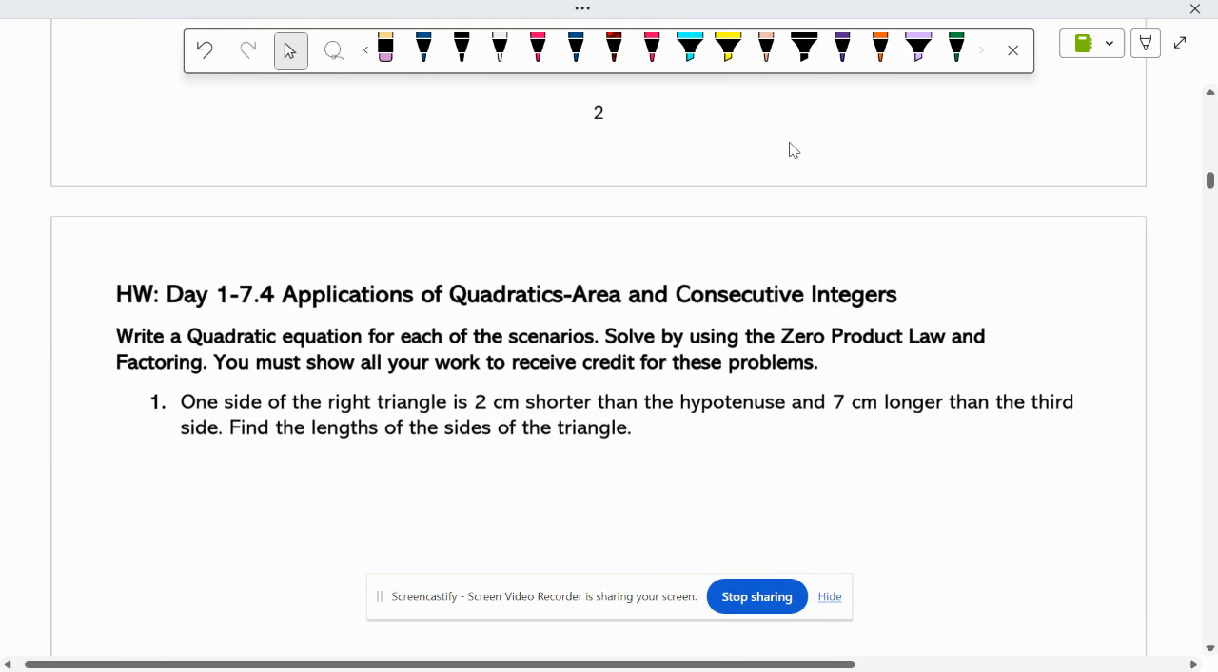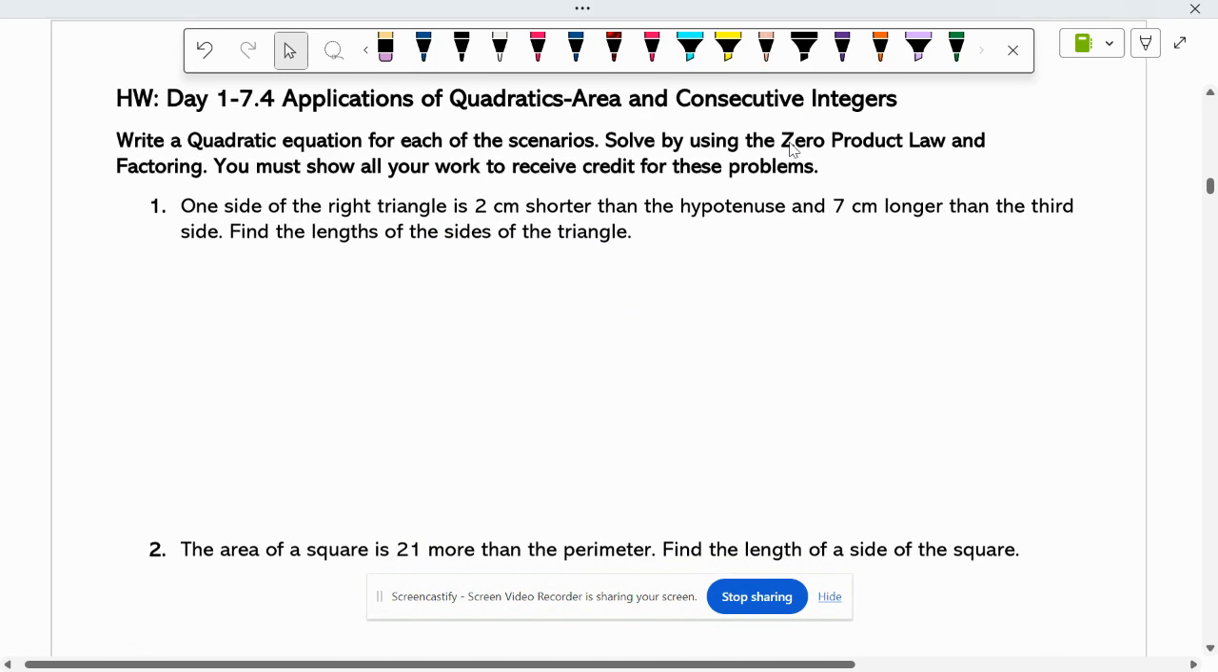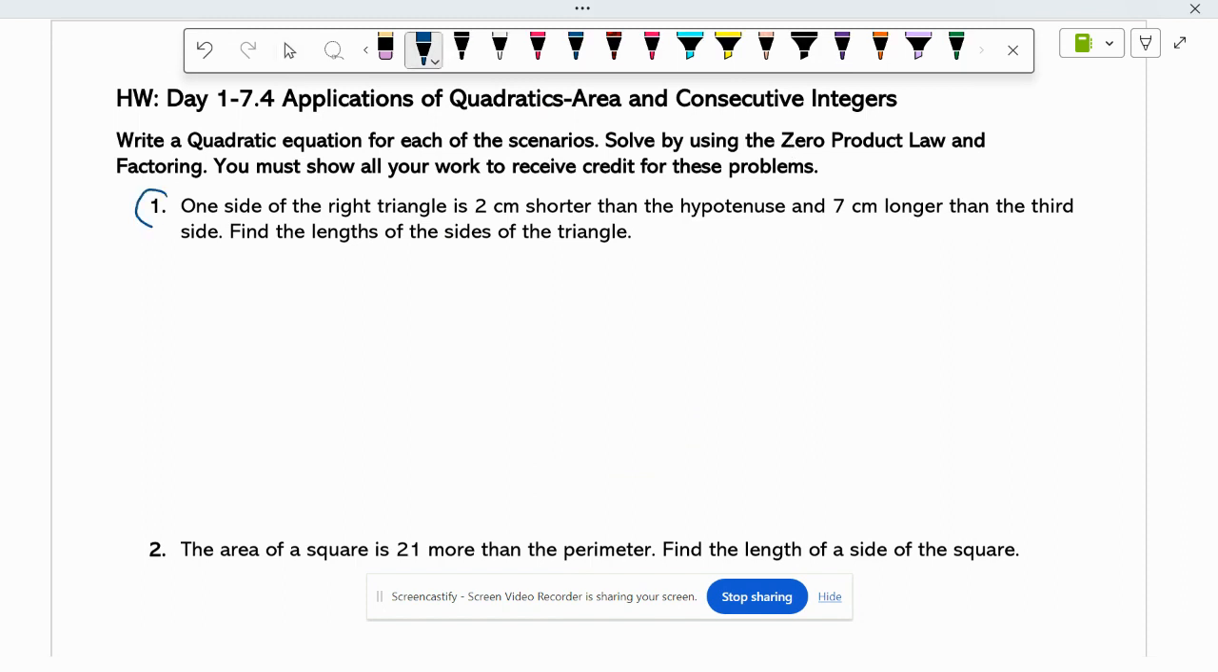Here's what I want to do. I want you to look at your homework. Go to your homework. So question 1 has to do with the missing side of a right triangle. The missing side of a right triangle.